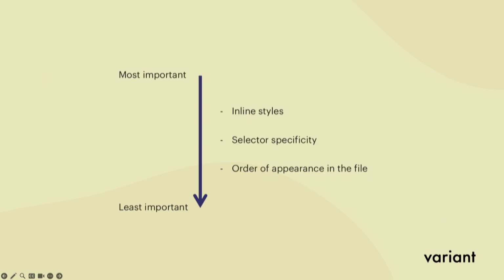But this is just one part of the cascade, which is the C in CSS, actually. And the cascade is what lets the browser decide which styling should be applied to which element. And there are a bunch more levels here, but these are the most common ones. So those are the ones I've included. And cascade layers fits in there right between inline styles and selector specificity.